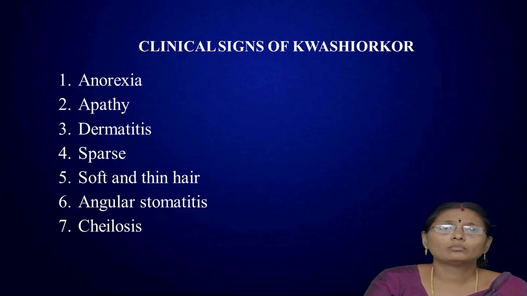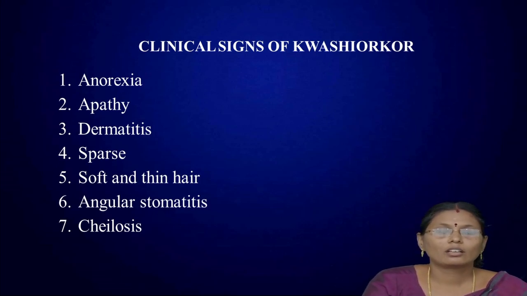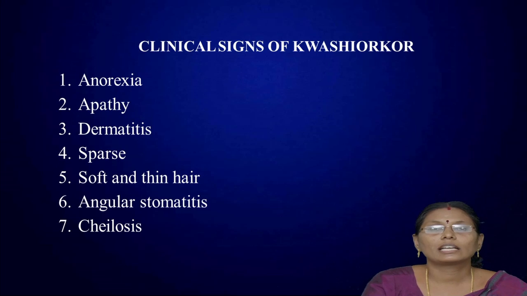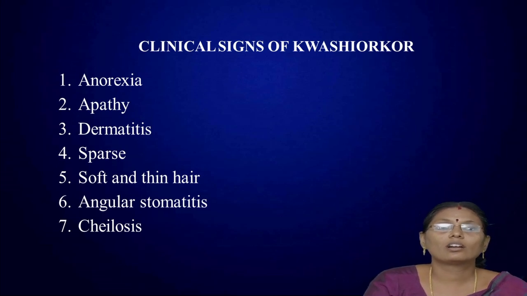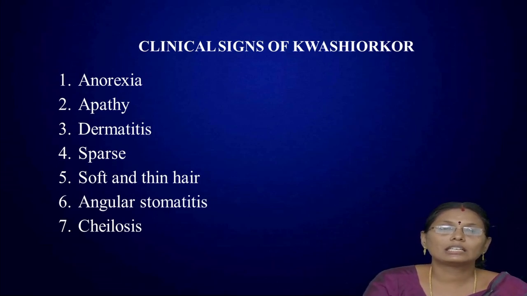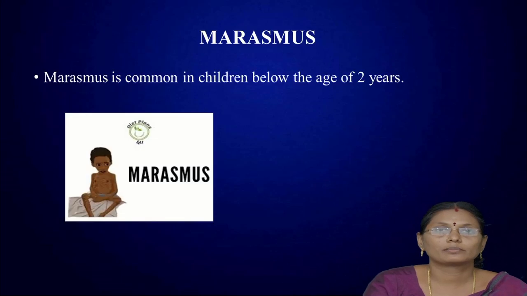The child becomes bony, with soft and thin hair. Angular stomatitis, cracks occur at the corners of the mouth. Cheilosis, inflammation of the lips. These are the clinical signs of kwashiorkor. Next we see about marasmus.